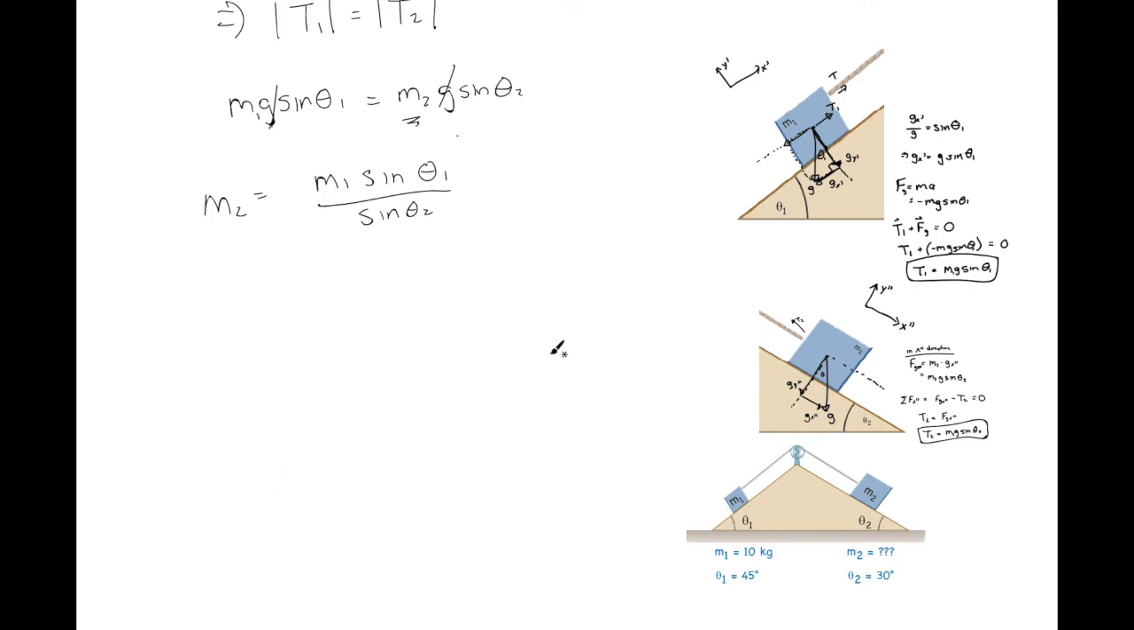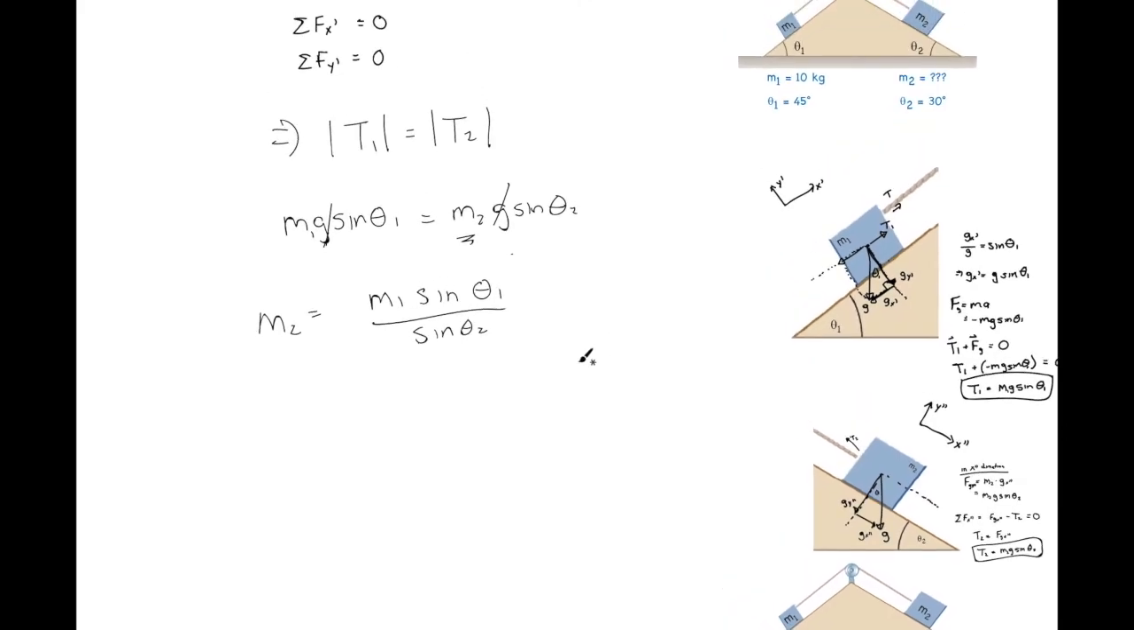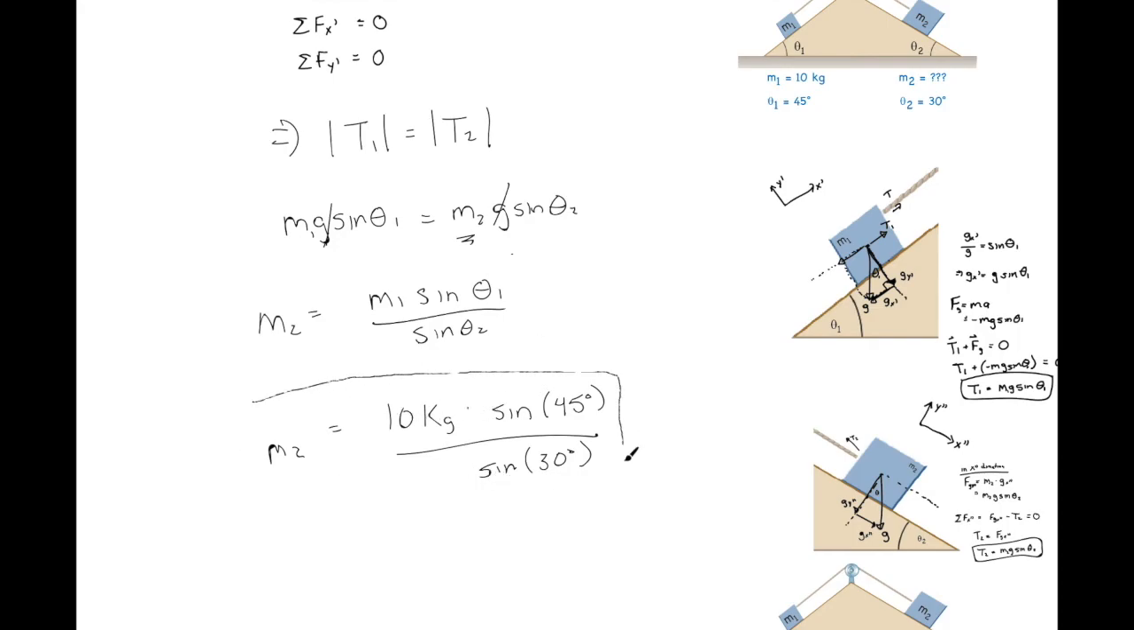And finally, we can plug in the numbers, and I think I'll leave that up to you guys, but it would just be 10 kilograms times sine of theta 1, which was 45 degrees, over sine of 30 degrees. And that would give you the mass that will counteract m1 on the other side to keep the entire system in balance. All right.